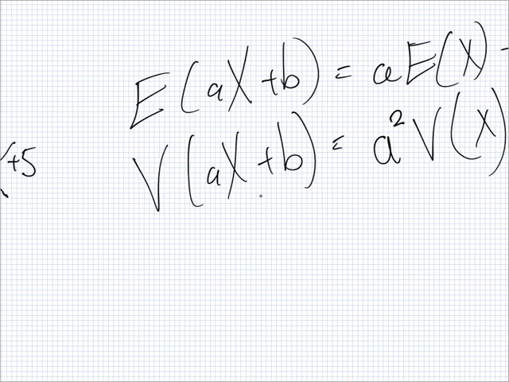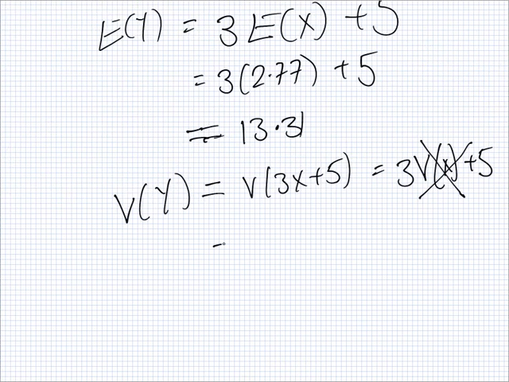Right, so let's just finish this one. This will equal, can somebody type in 9 times 2.3? What do we get? 20.7? Alright.